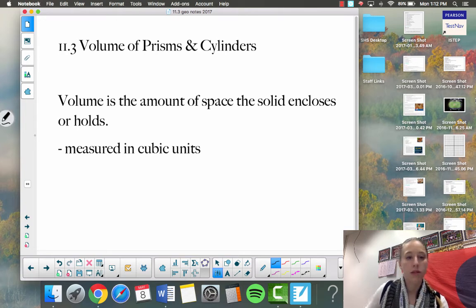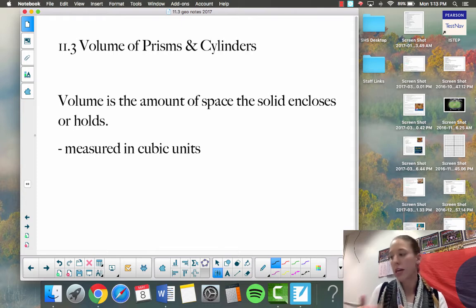Hey guys, today we're going to be working on 11.3, and this is going to be all about volume of prisms and volume of cylinders. So we're going to start with talking about what volume is. Remember, volume is just the amount of space that something holds or encloses.